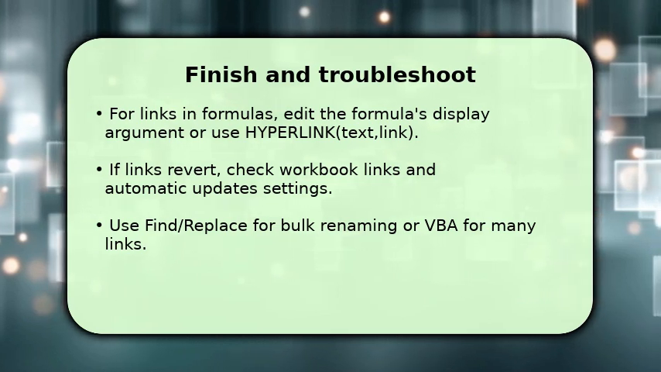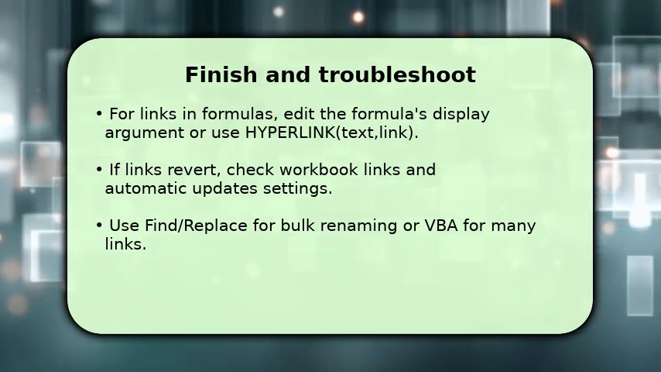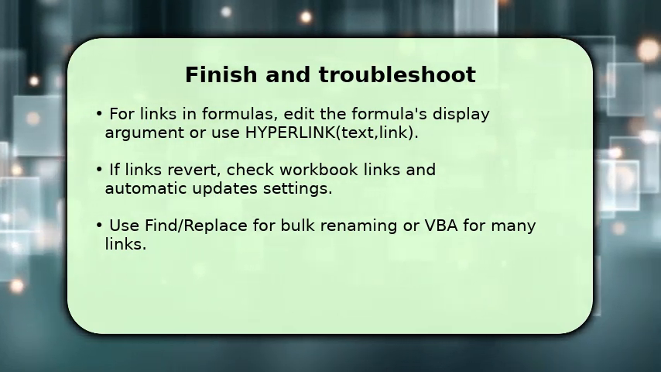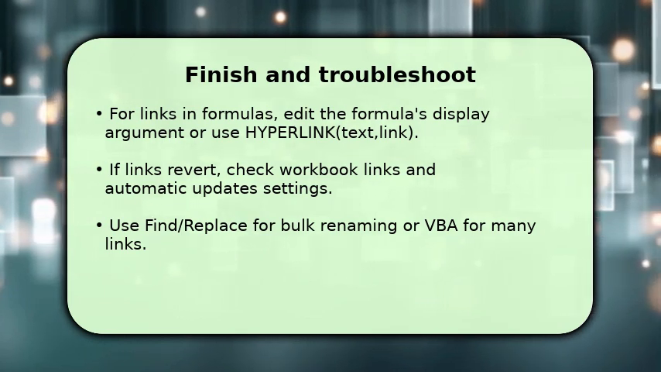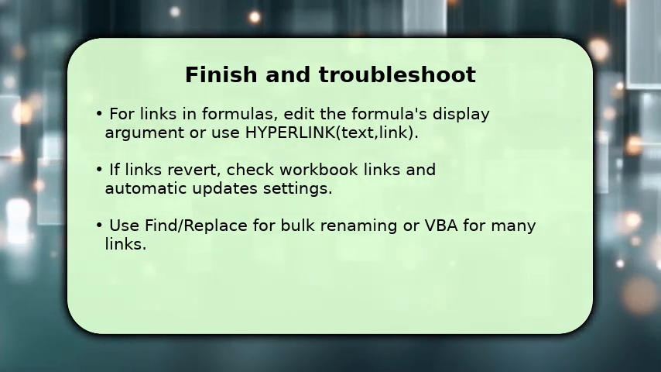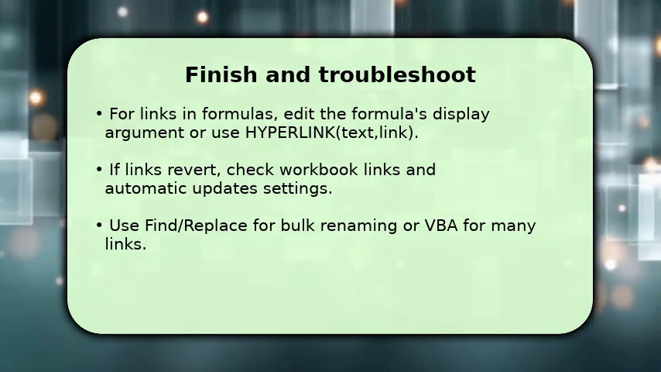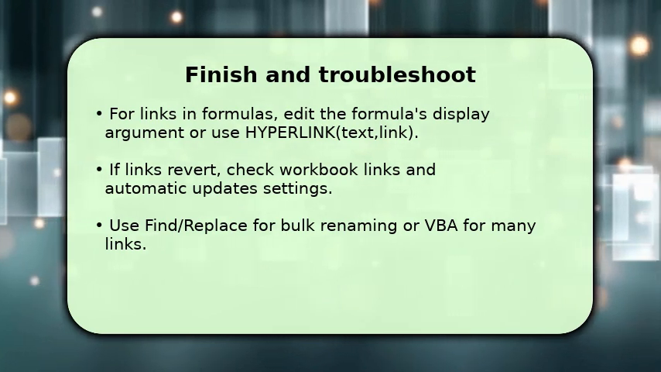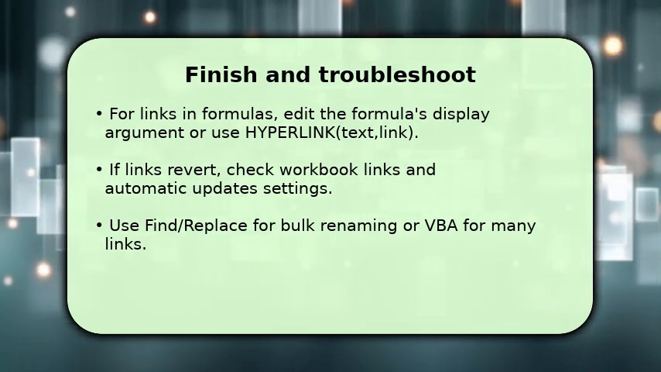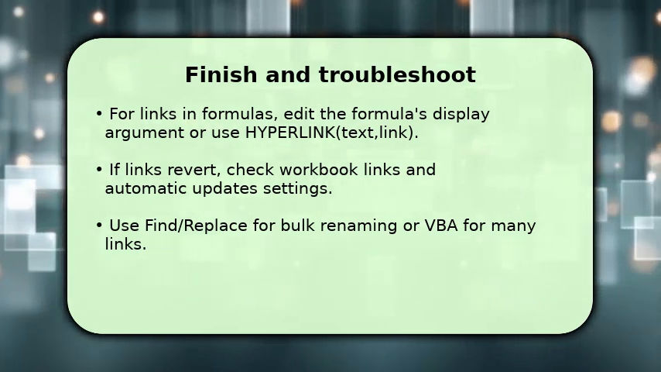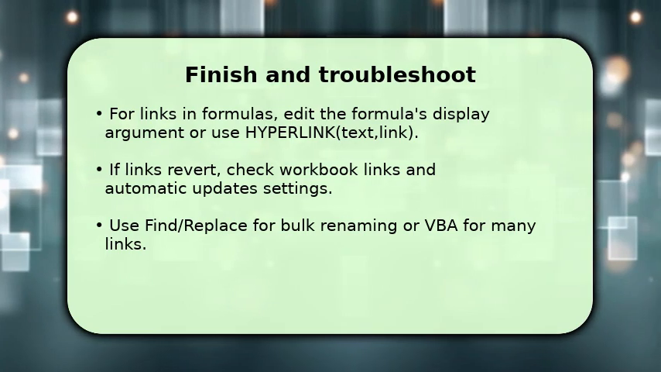If the text reverted or links update unexpectedly, make sure Excel's automatic link updates and linked workbook settings aren't forcing changes. Once saved, use Find and Replace to rename repeated display texts or run a small VBA loop when you have dozens of links. If something goes wrong, check for workbook protection, external link management, or formulas using hyperlink that override display text. Fix those and retry the Edit Hyperlink step.